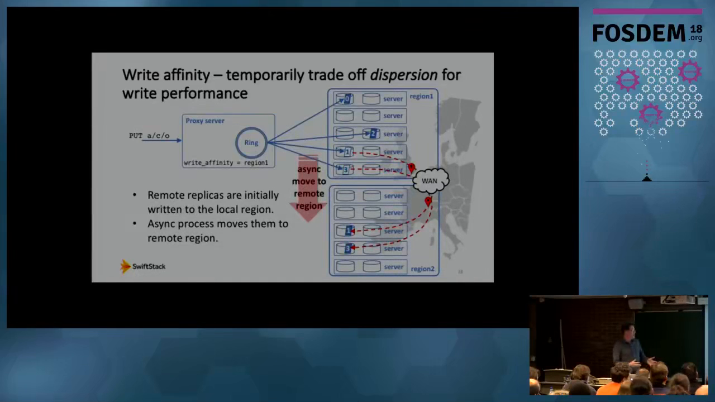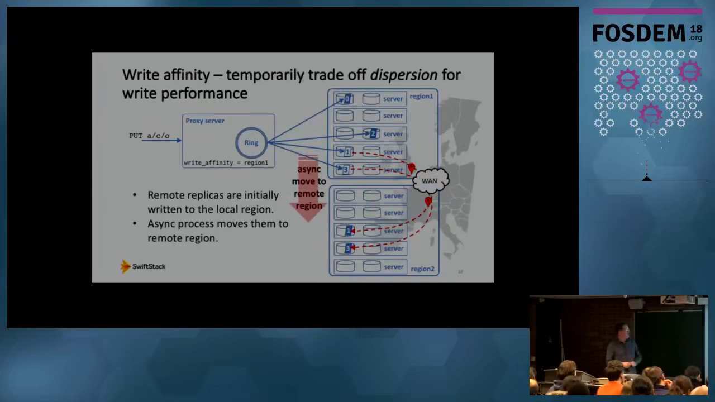Just as I said, what this does is it overrides the behavior of the ring. So rather than directing all 4 copies of the object to their intended locations in both regions, it actually writes the remote copies to temporary locations in the local region. And that means that the put requests will complete much more quickly, but we still have 4 copies of our data. We have a fully durable write of our data, albeit in one region.